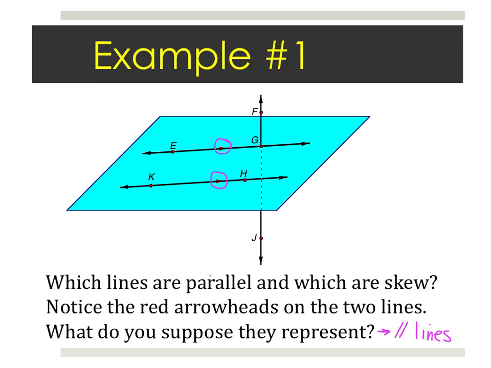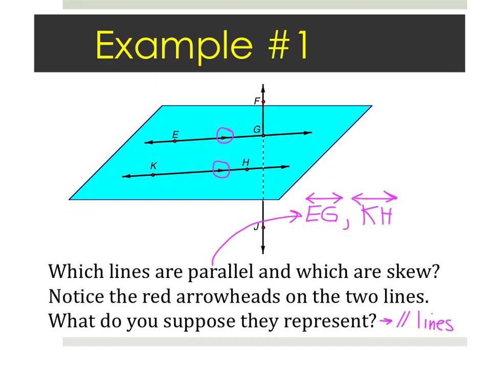So now let's answer that question. Which lines are parallel? EG. And again, line notation, you use 2 points on the line with arrows above, and then KH. Those two lines are parallel. Okay, and now which lines are skew is our second question. And I see that line FG, this line, intersects line EG. They're not on the same plane, but they do intersect.